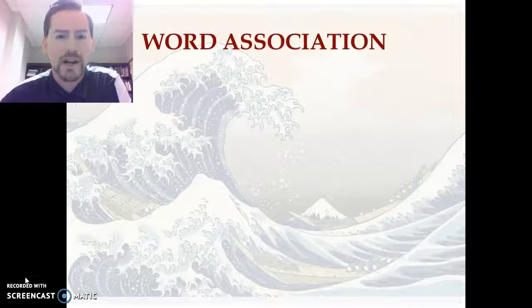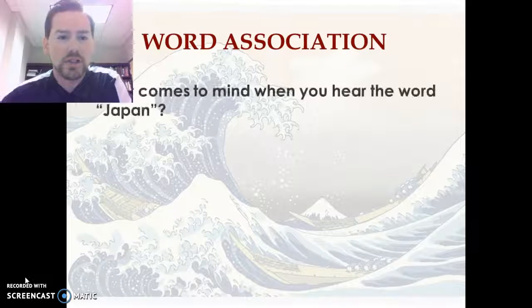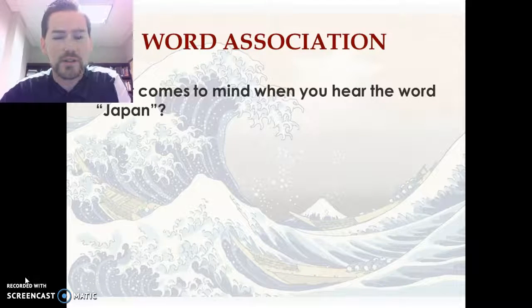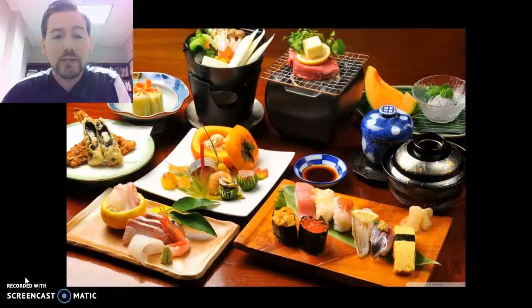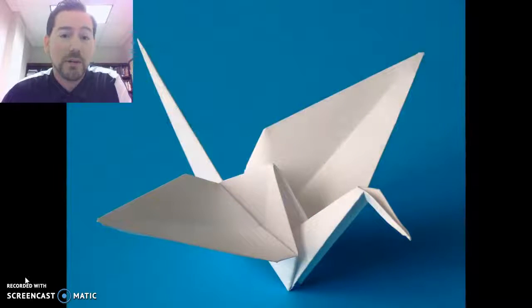So, real fun exercise. Think about what comes to your mind when you hear the word Japan. You know, what you associate with Japan. Sometimes this is called word association, and sometimes if someone hears sky, they might think blue. When you hear Japan, what do you think of? Do you think of Japanese food? Do you think of origami?